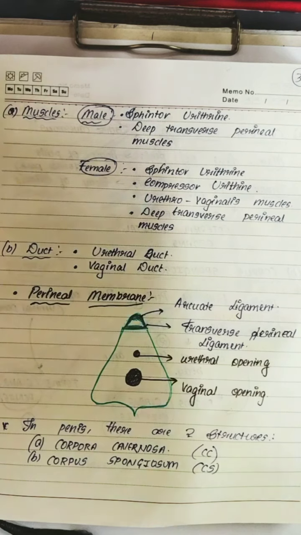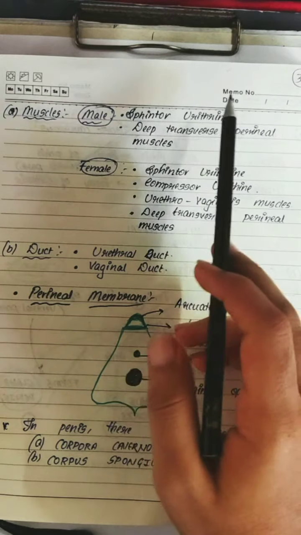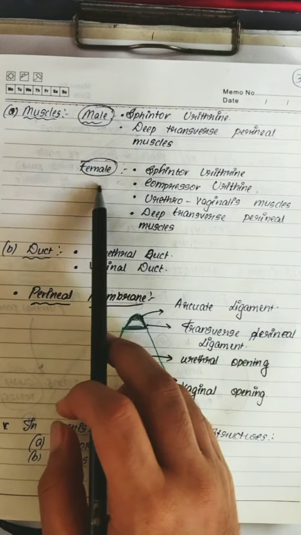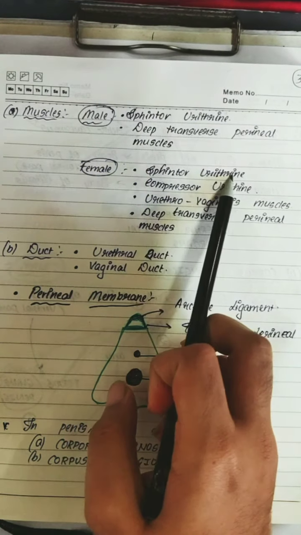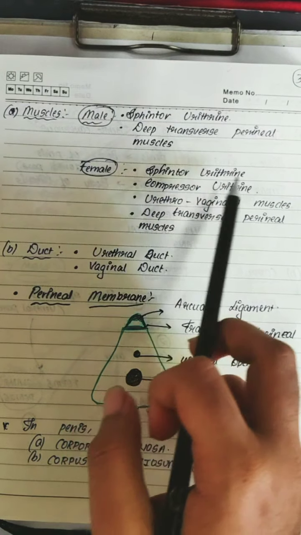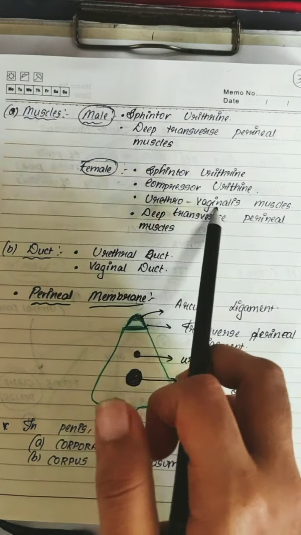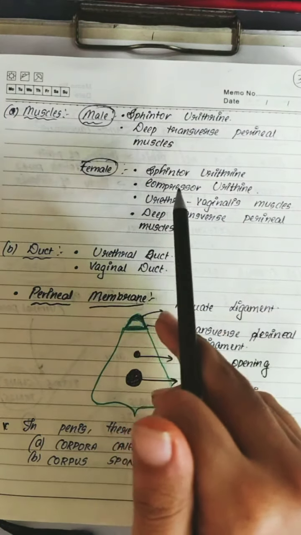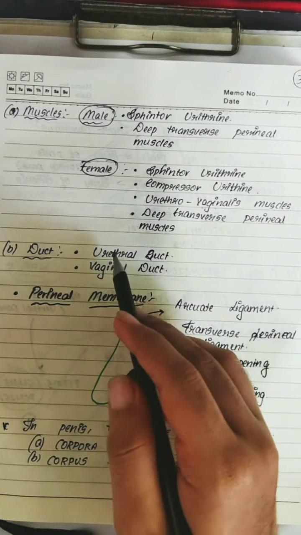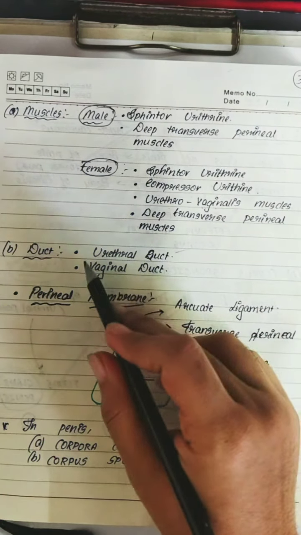So as I said, you can see in males there are 2 important muscles, that is sphincter urethrae as well as the deep transverse perineal muscles. In female you can see both sphincter urethrae as well as the deep transverse perineal muscles, with the addition of the compressor urethrae, which compresses the urethra against the vagina, and the urethrovaginalis muscle or sphincter urethrovaginalis muscle. So what are the ducts present in the female? That is urethral duct as well as the vaginal duct. But in male you can see there is only urethral duct.